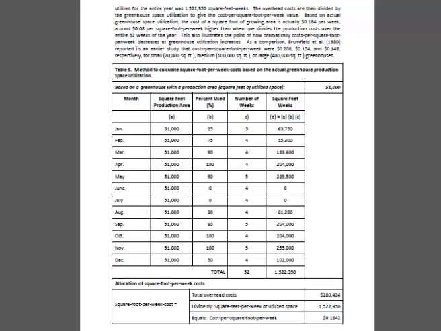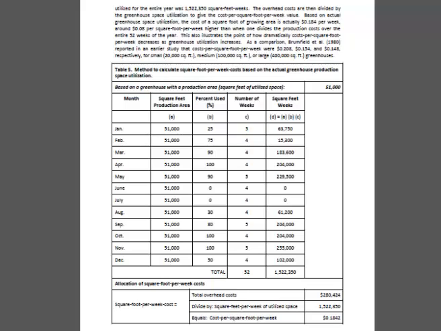So if you take the total overhead cost or the total fixed cost that we saw previously of $280,424, then you divide that by the total square feet weeks, then you will find that the actual cost per square foot per week is 18.4 cents as opposed to 10.5.